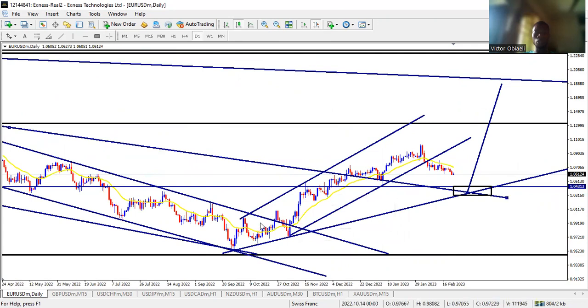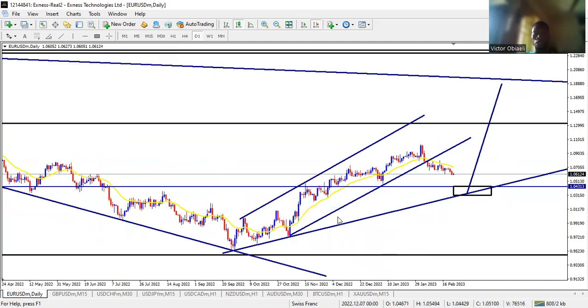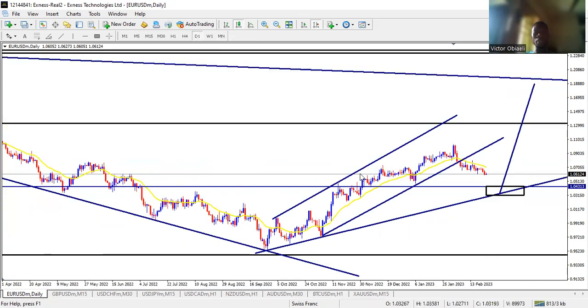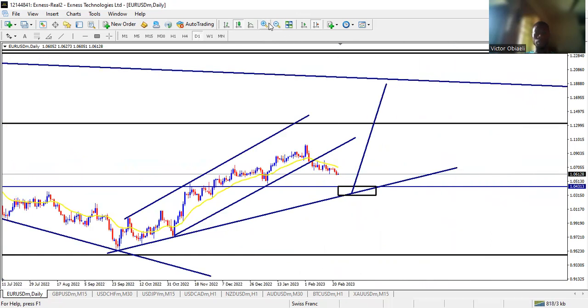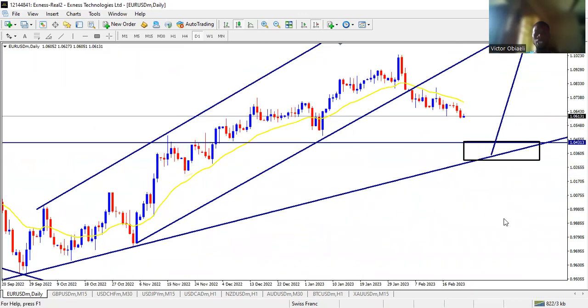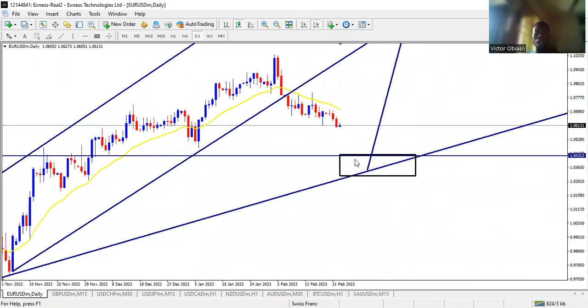Let me remove all these ones. Good. We are only focusing on this one. And if you go down to monthly, you see it. This is it, this particular place, the current market region. That's what we'll focus on. Now, this is the monthly time frame, the daily time frame, rather. Now, we have this in the daily, and we are expecting price to come to either this point.